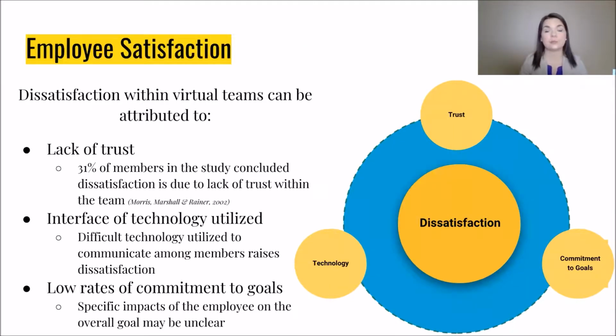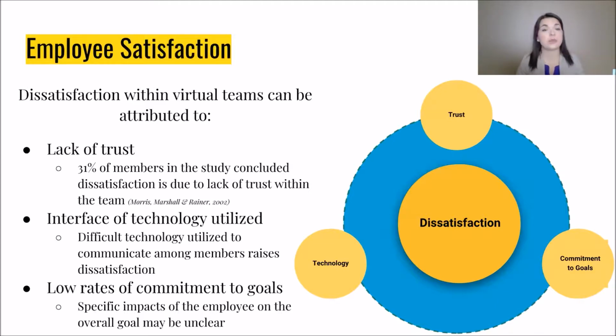Dissatisfaction within virtual teams can be attributed to three key points found in our research. A lack of trust was concluded as one point by Morris, Marshall, and Rayner in their 2002 article, Impact of User Satisfaction and Trust on Virtual Team Members. 31% of these members found that they could not trust their team members to accomplish other tasks, and therefore they were dissatisfied with their virtual team.